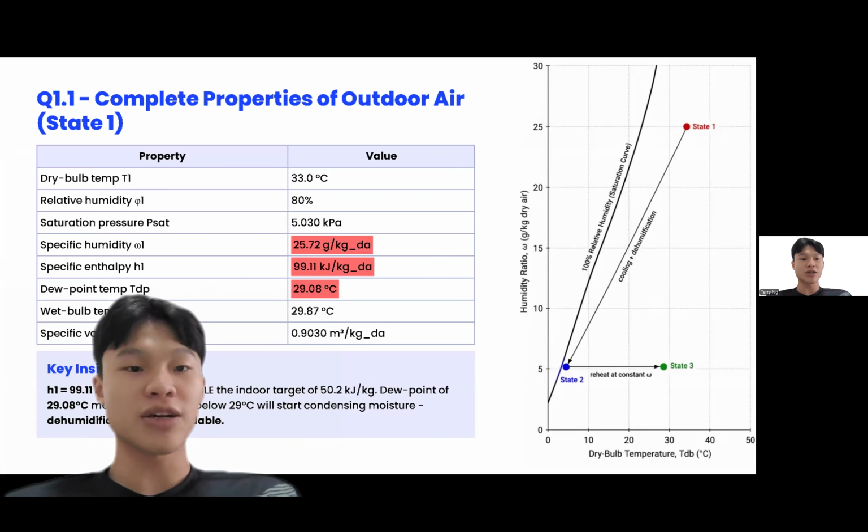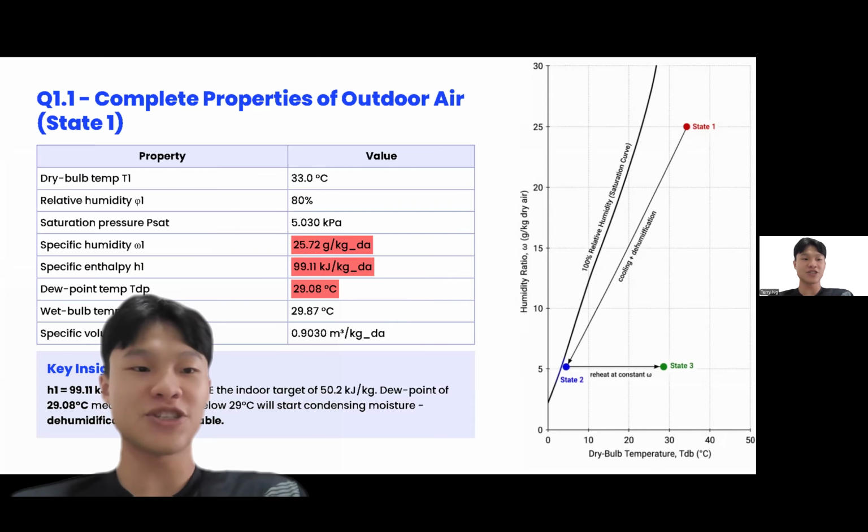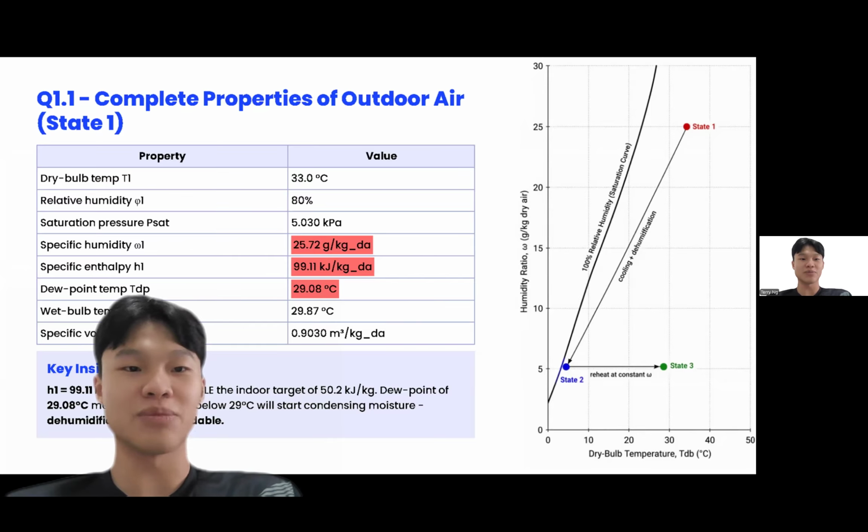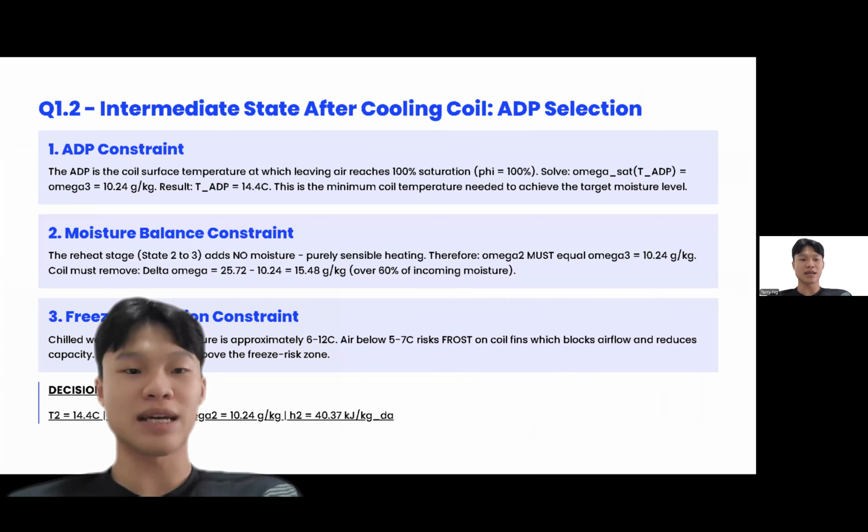On the psychrometric chart on the right, you can see state 1 in the upper right, hot and very humid. State 2 after the cooling coil is down near the saturation curve on the left. State 3, our supply target, is in the comfortable middle region. The key insight here: the outdoor enthalpy of 99.11 is nearly double our indoor target of 50.2 kilojoules per kilogram. And since the dew point of 29.08 degrees is higher than our supply temperature of 24 degrees, dehumidification is completely unavoidable.